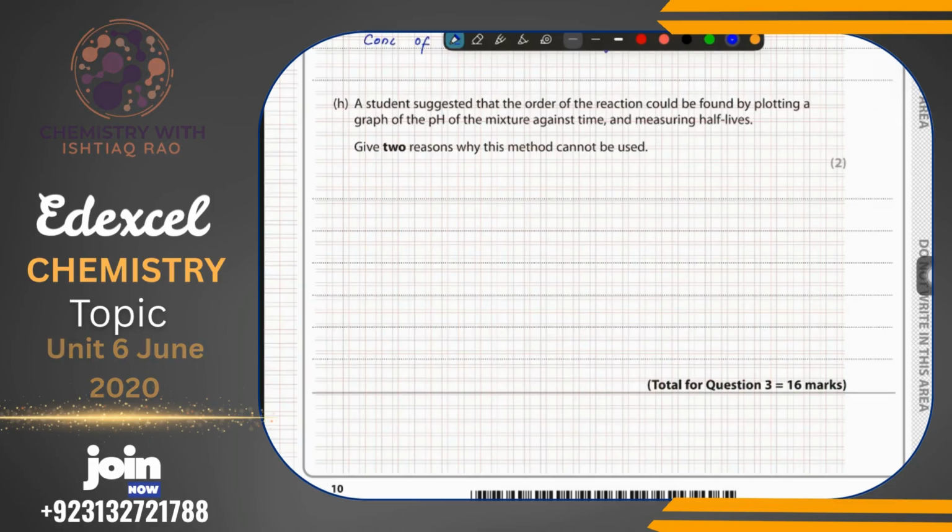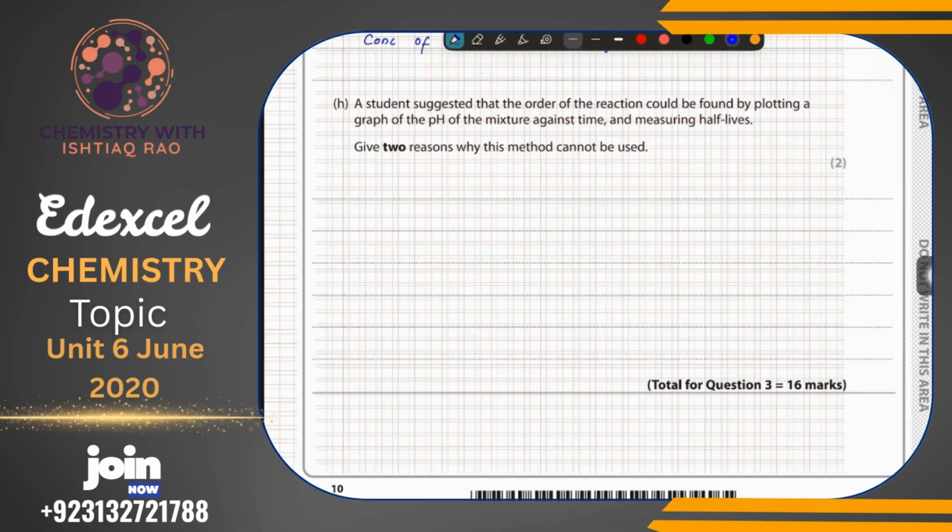Remember, if you will be plotting the graph on the basis of pH, the pH doesn't change drastically. The change in pH would be very small. If this is very small, we would not be able to draw the curve. And if we will not be able to draw the curve, of course indirectly we would not be able to find out the order of reaction.